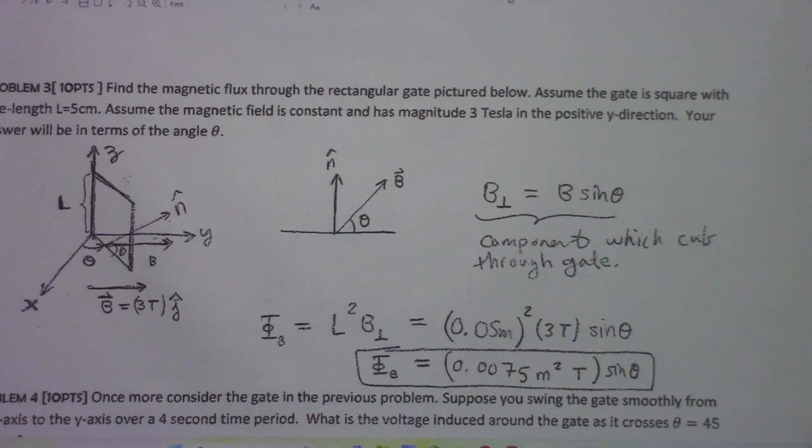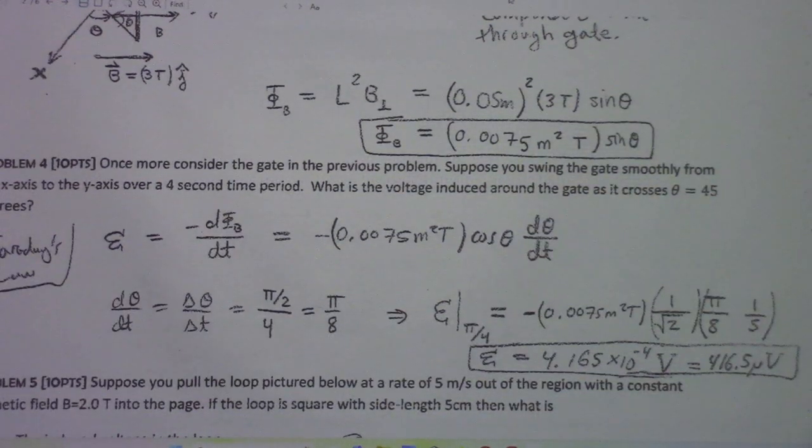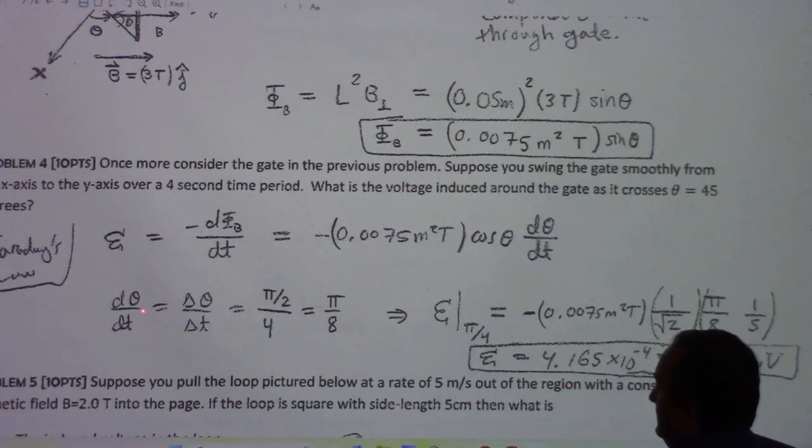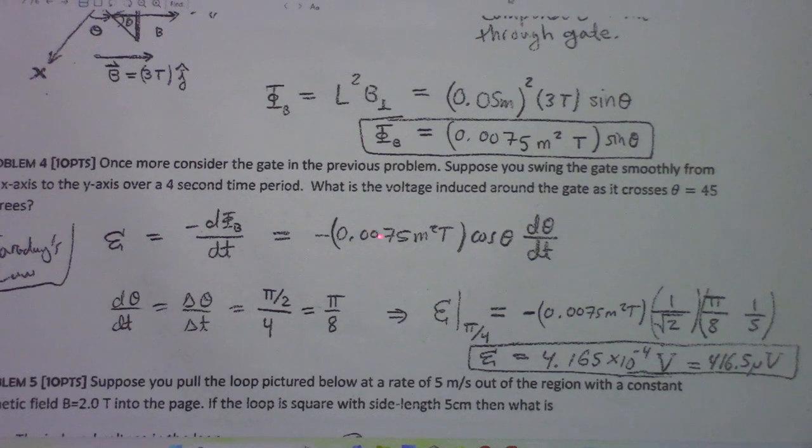Oh, I do that. Suppose for the gate in the previous problem, you swing the gate smoothly from the x-axis to the y-axis over a 4-second time period. What's the voltage induced around the gate as it crosses 45 degrees? So Faraday's law is this, which is that. I don't have any more details except to know that the average rate of change is pi over 8 radians per second, which is why there's a 1 over seconds over here.